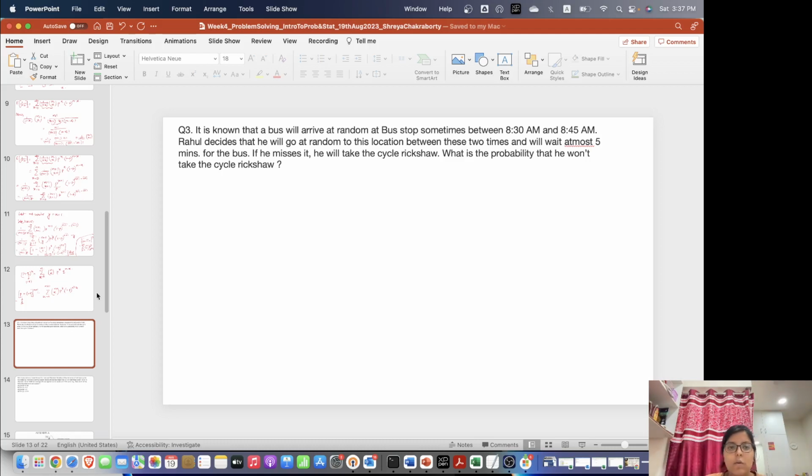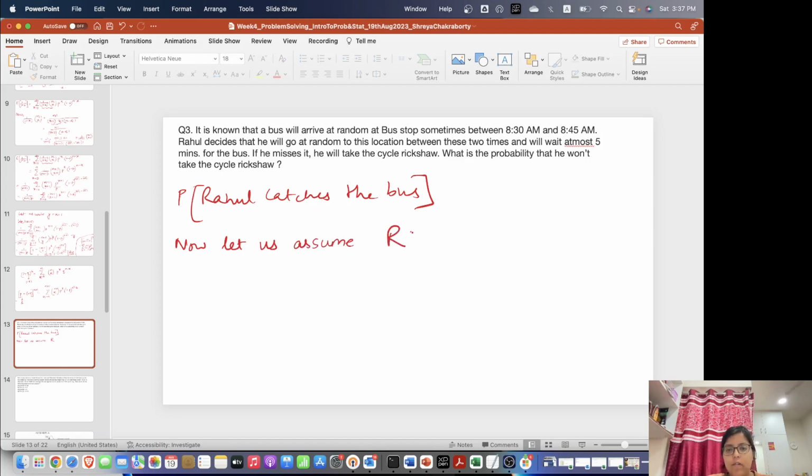In other words, what is the probability that this person Rahul catches the bus? This we have to find out. Now, let us assume R be the arrival time of Rahul and B be the arrival time of the bus.